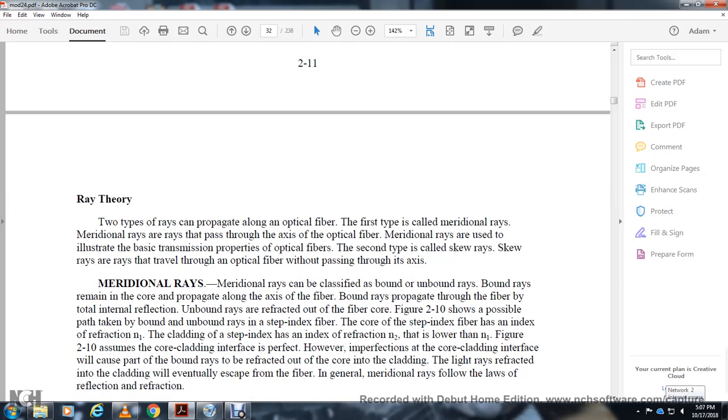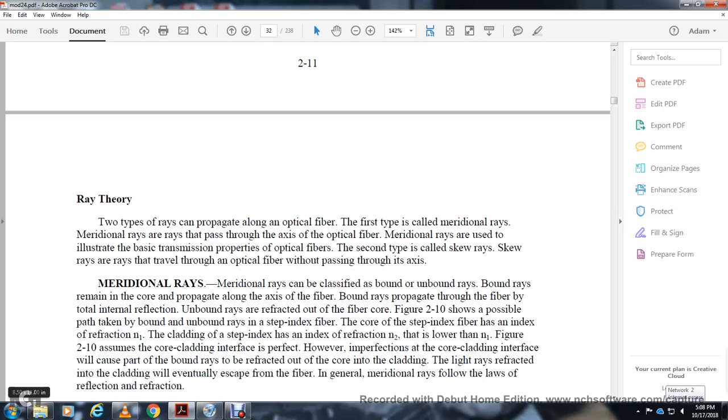Meridional rays can be classified as bound or unbound rays. Bound rays remain in the core and propagate along the axis of the fiber. Bound rays propagate through the fiber by total internal reflection, and unbound rays are refracted out of the fiber core. Figure 2.10 shows the possible paths taken by bound and unbound rays in a step index fiber. The core of the step index fiber has an index of refraction n1, and the cladding has an index of refraction n2, lower than n1.